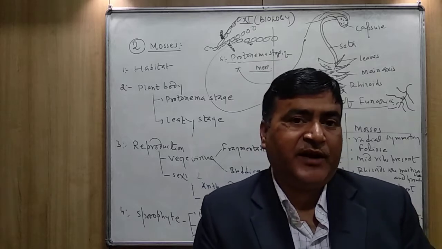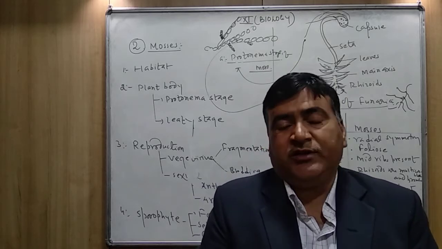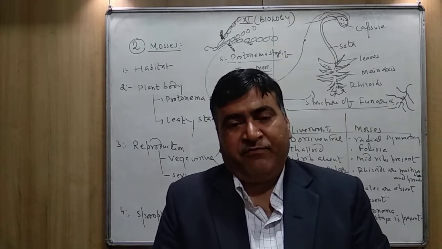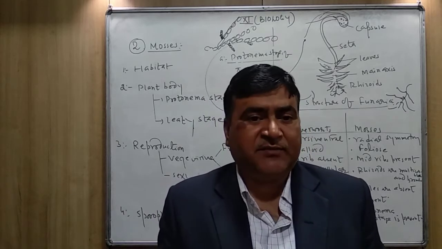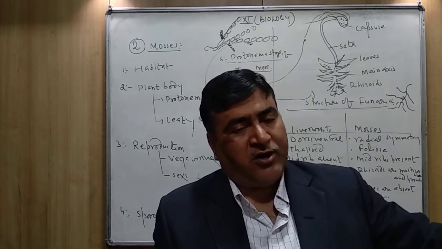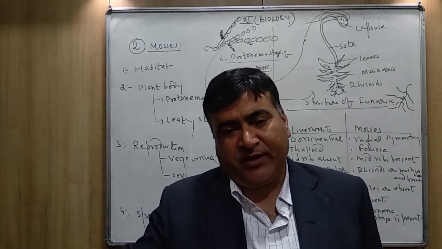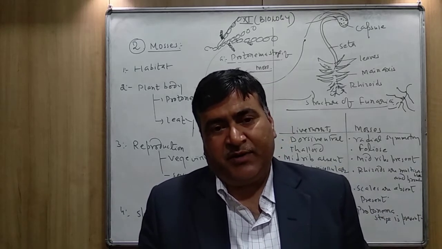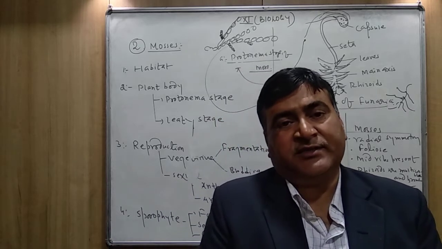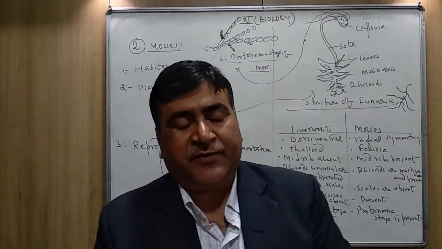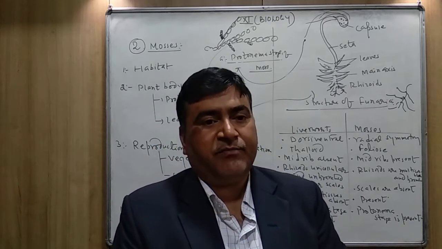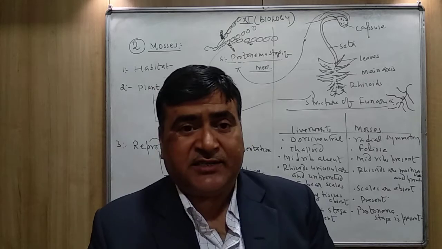The antheridium and archegonium, both may be born on the same plant, or on different plants. In some of the species, the male antheridium is born on one plant, the archegonium on another plant. But in majority, like in Funaria, the male and female sex organs, which are antheridium and archegonium, both are born on the same plant, and that's why the plant is monoecious.